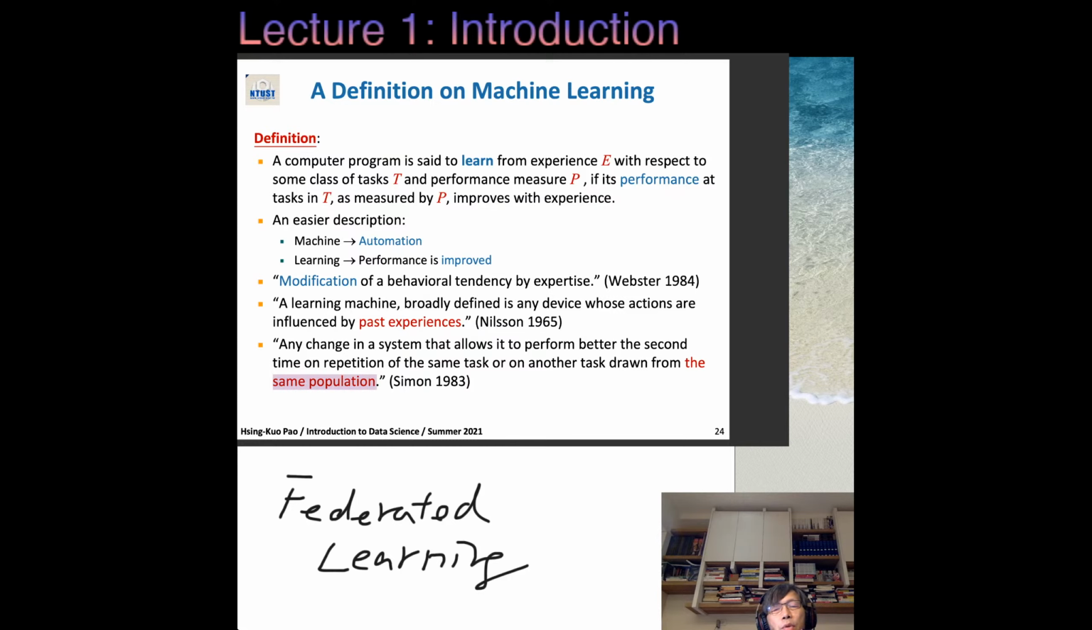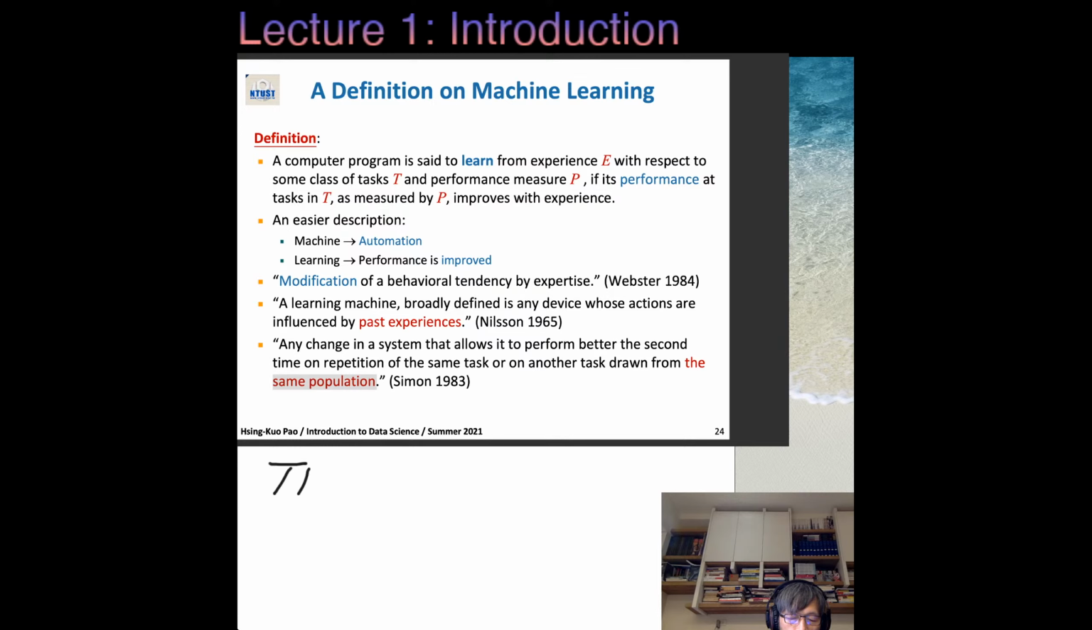So these days, people really talk about whether, if we have a slightly different population, we can do things similarly. Here is something we usually call transfer learning.